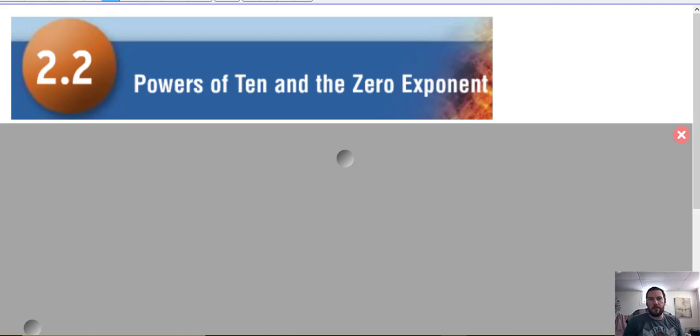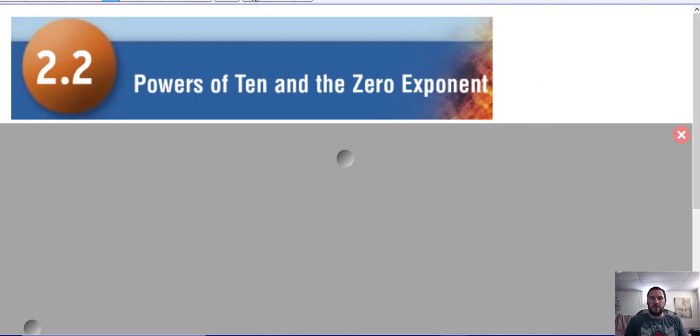Today we're going to be talking about two things. I want to talk about powers of base 10 and why or how we might use them. But before I do, I have to talk about what is known as the zero exponent, or in other words, what happens when I put a power to the exponent of 0.